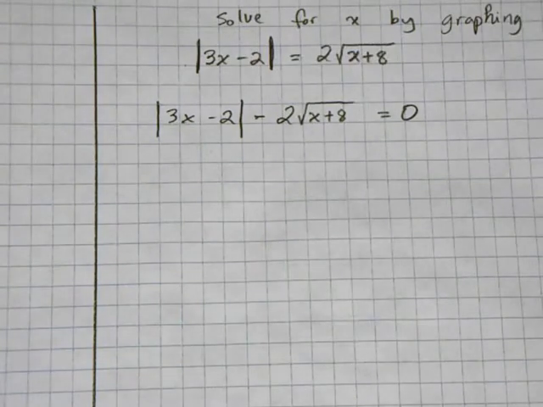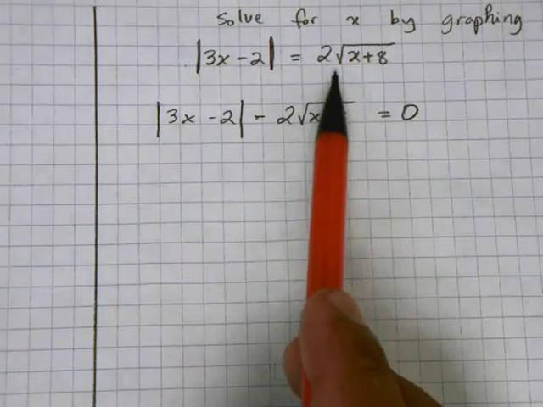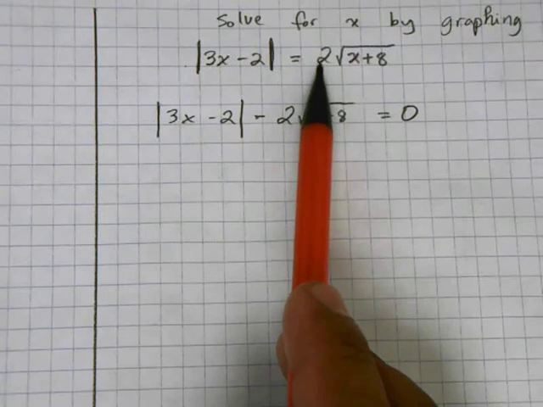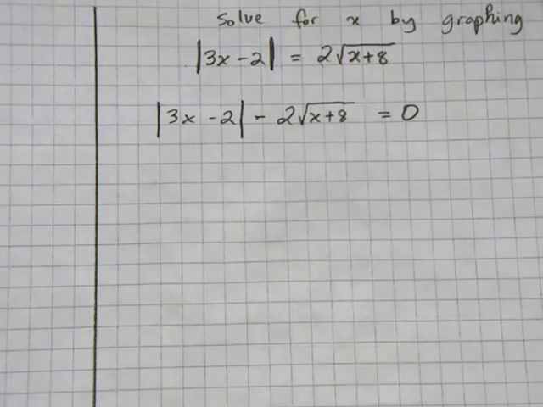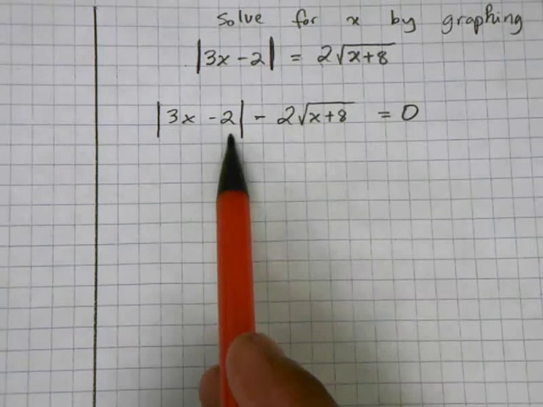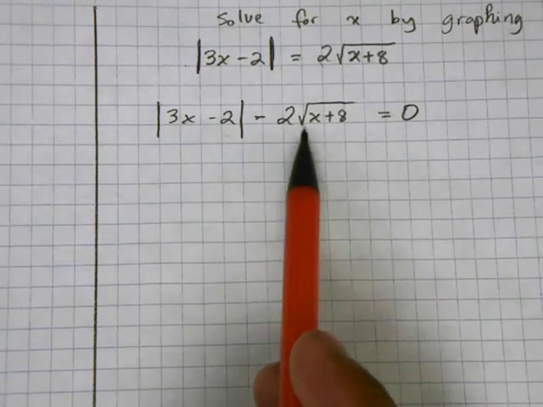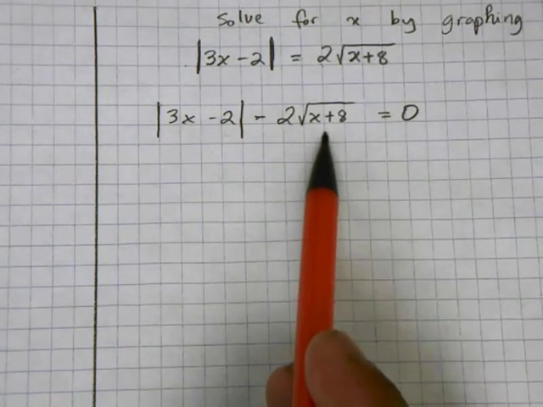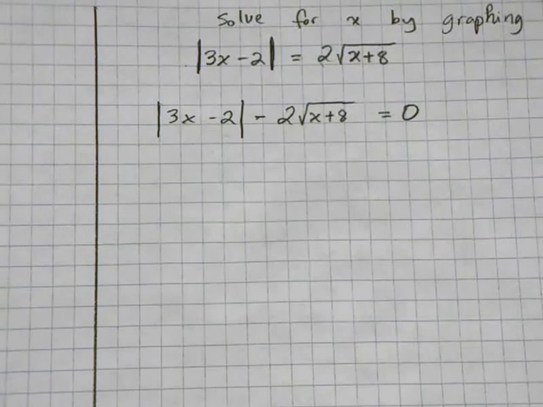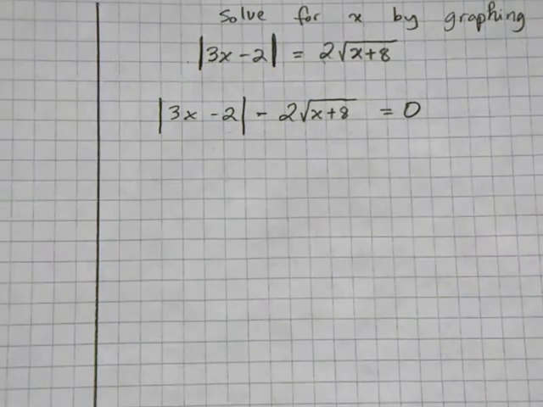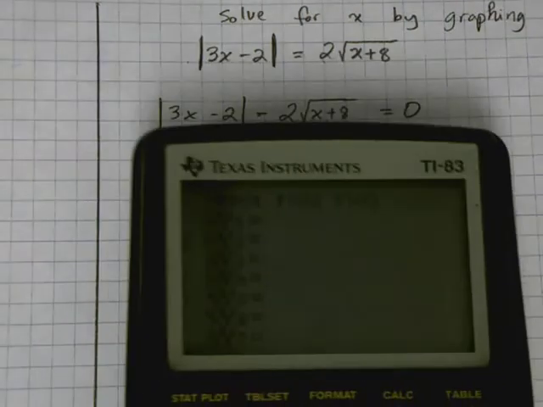So what I've done first here is just subtract everything on the right side. Okay, so I have on the left absolute value of 3x minus 2 minus 2 times the square root of x plus 8 equals 0. So it's set everything on the right side equal to 0. And actually the calculator here is going to do most of the work. So let me put that here.